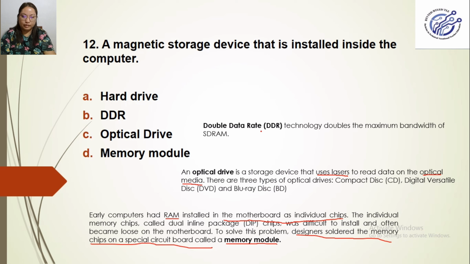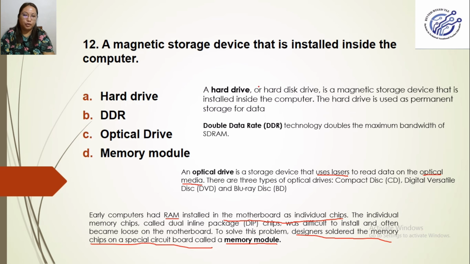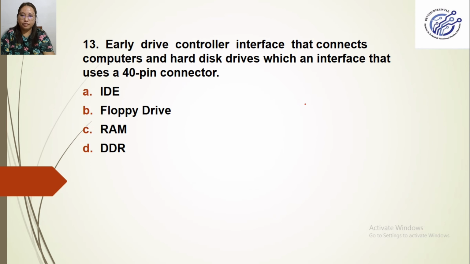So itong hard drive natin po, ito din po ay tinatawag na hard disk drive. So ito po yung magnetic storage device that is installed in the computer. Ito po yung sinasabi ng ating question. So for number 12, we have letter A as our answer. Then number 13, early drive controller interface that connects computers and hard disk drive with an interface that uses 40-pin connector.